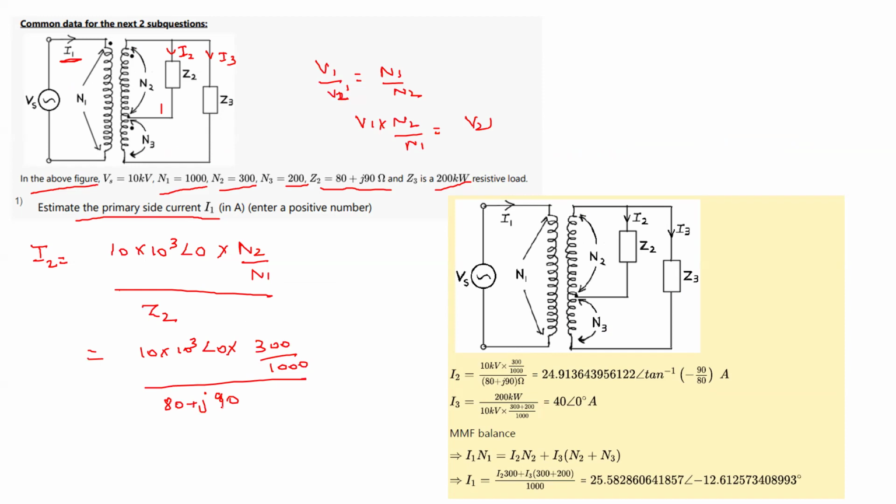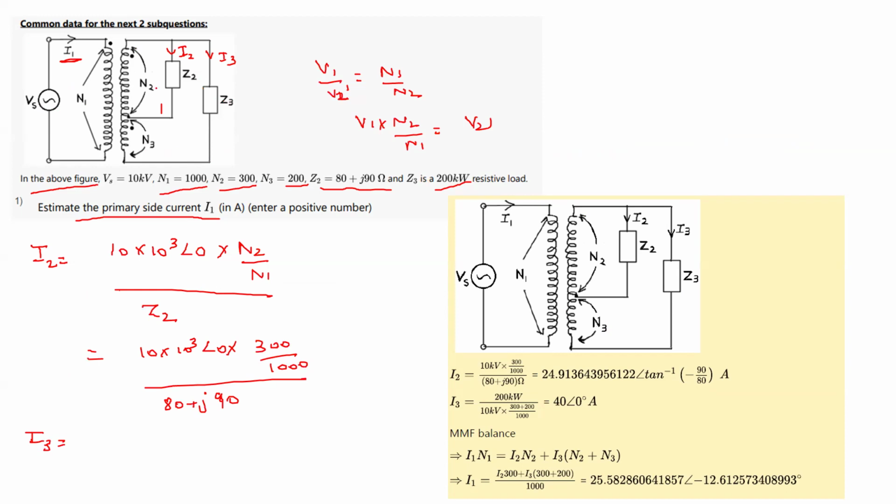Now what about I3? How can we calculate I3? I3, you see this whole power is basically given, right? V3 into I3 is given here. So what is this V3?